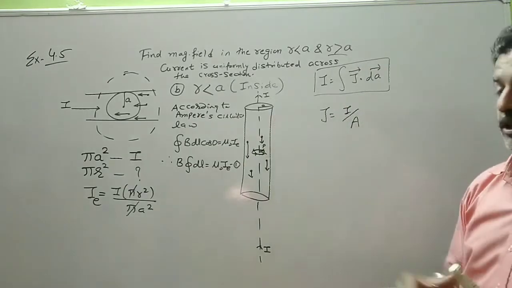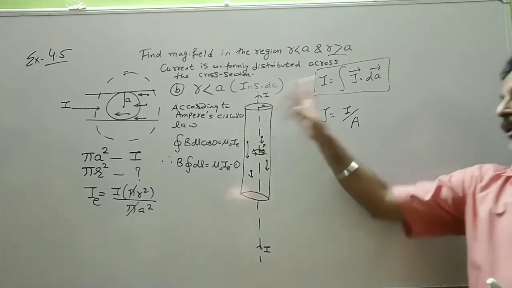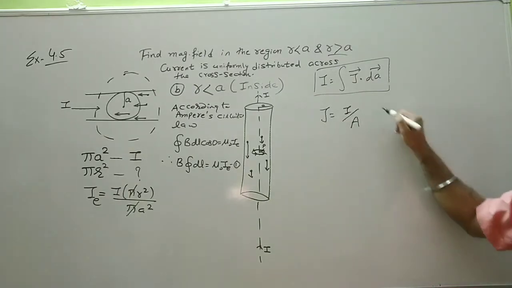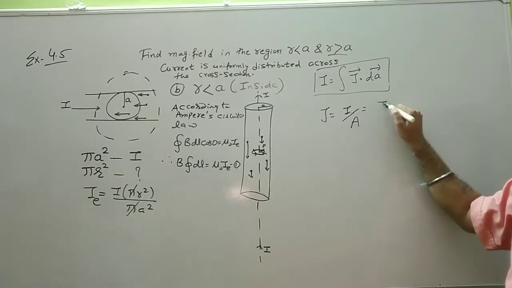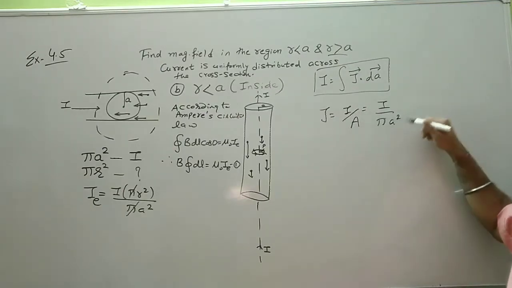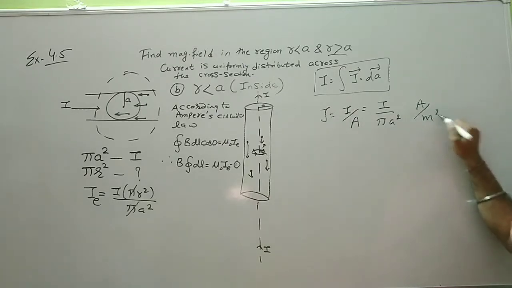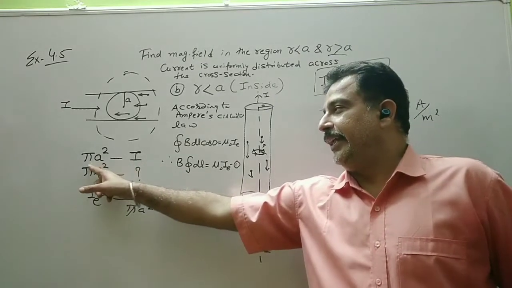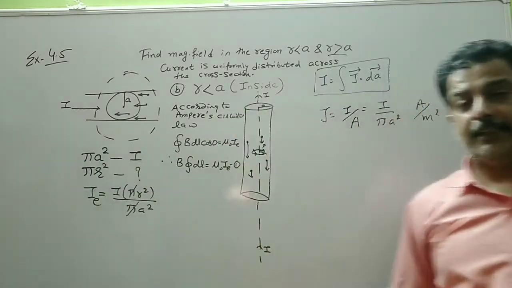So in this situation, here I will first find out the current density. Current density will be equal to I upon the area of the wire. And if you remember, its unit is ampere per meter square. It is like this: if the area is 1 meter square, the current is 1 ampere. So for area pi a square, the current is I.